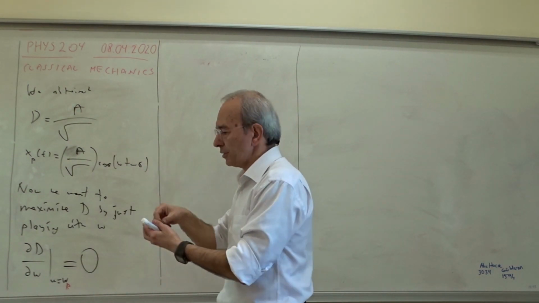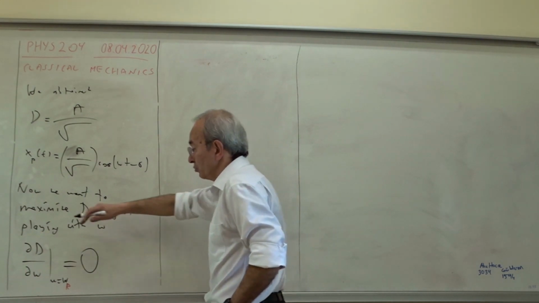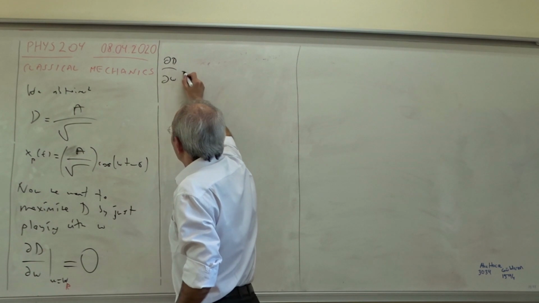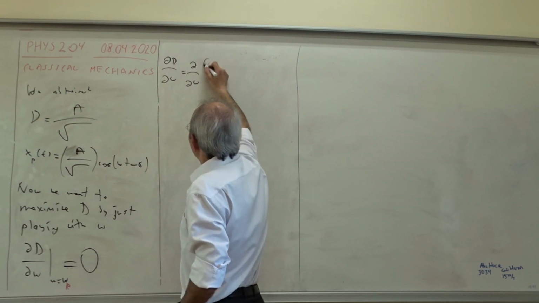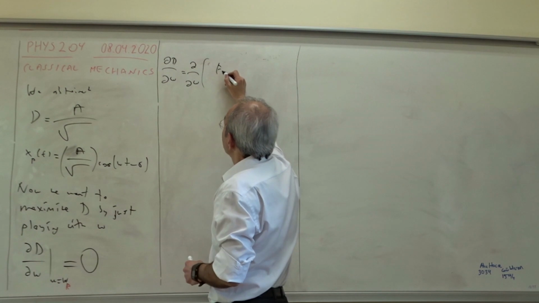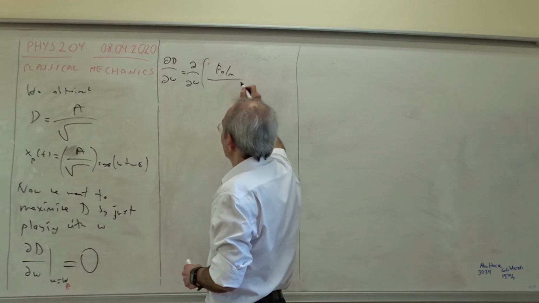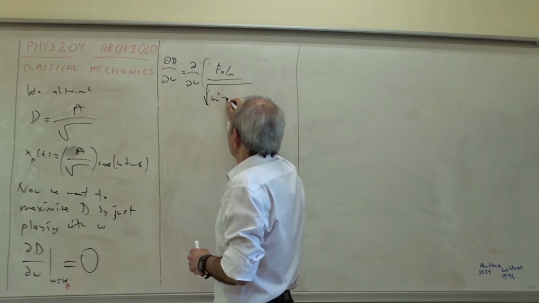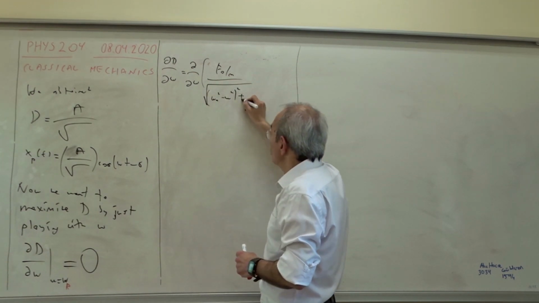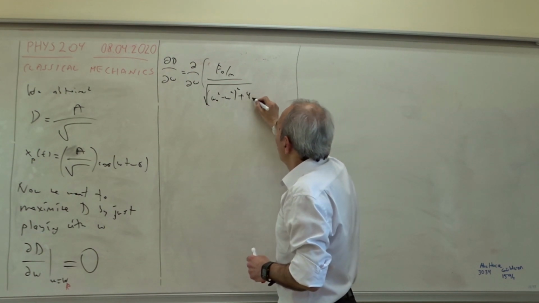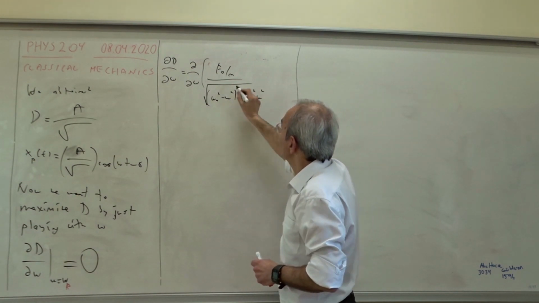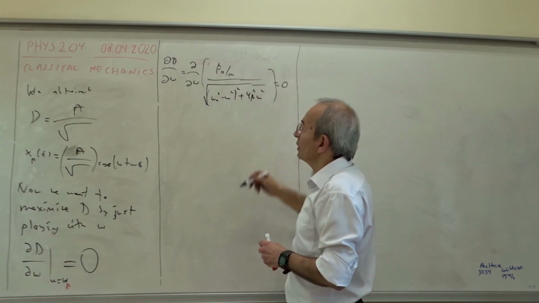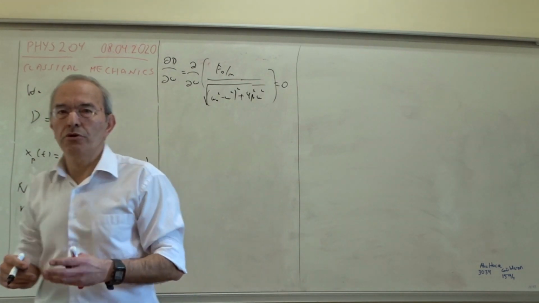So it is not difficult to take this derivative. Del D by del omega. It is del by del omega of what? A. What was A? It was just F0 over M. Not important. But in the denominator we had root of omega 0 squared minus omega squared, to the power of 2, plus 4 beta squared omega squared. Okay? And this derivative should later be equated to 0.